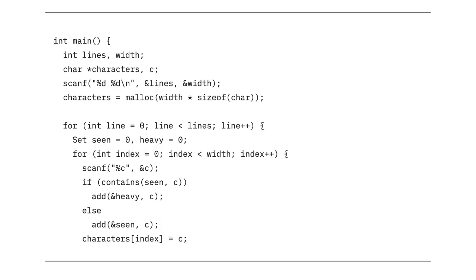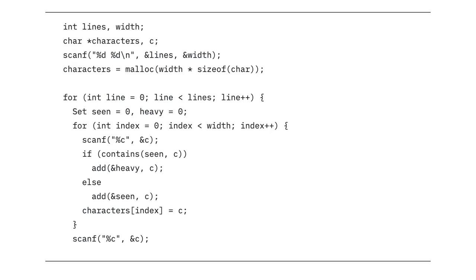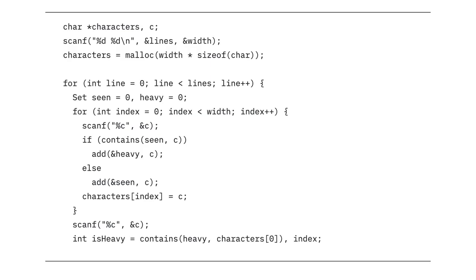Here, we save the character to the allocated memory so that we can go through the string a second time in a moment to see whether the characters alternate between heavy and light. We mustn't forget that at the end of each line there is a new line character. Here we just scan in a character to flush the new line. And now we know which characters are considered heavy, and we're ready to check whether the characters alternate between heavy and light.